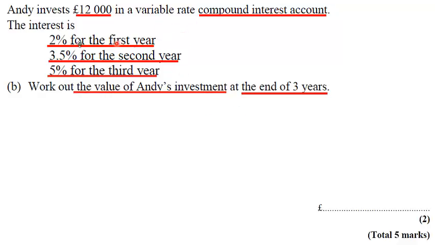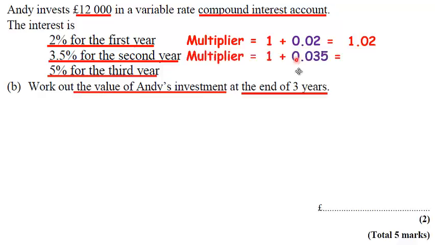So work out the value of his investment at the end of 3 years. Let's work out the multiplier for each one. So the multiplier for the first year is going to be 1.02. Okay, so I've got 1 plus my interest rate, 0.02. The second one is going to be 1 plus 0.035, and that's going to be 1.035. And the third one, 1.05. Okay, so 1 plus 0.05. Now you show this working at the side. You should be fairly confident with finding the multipliers.